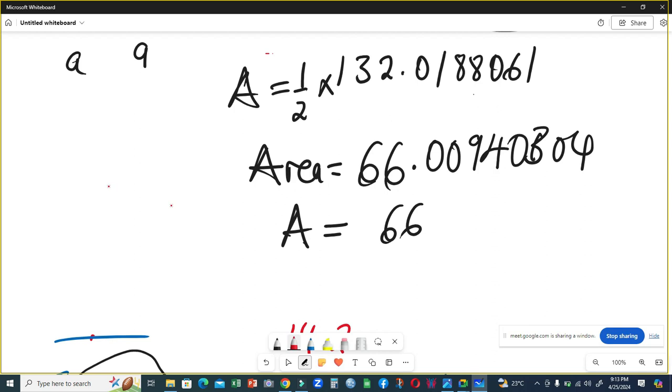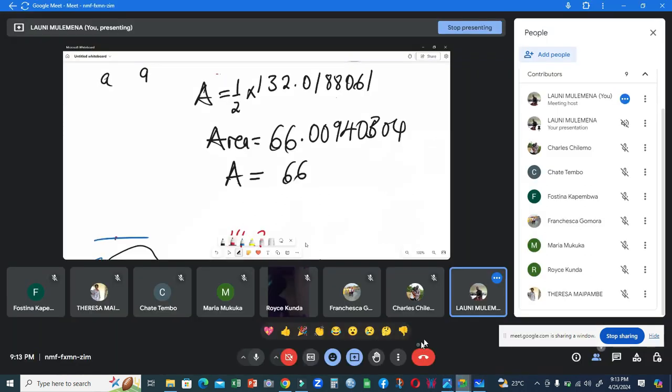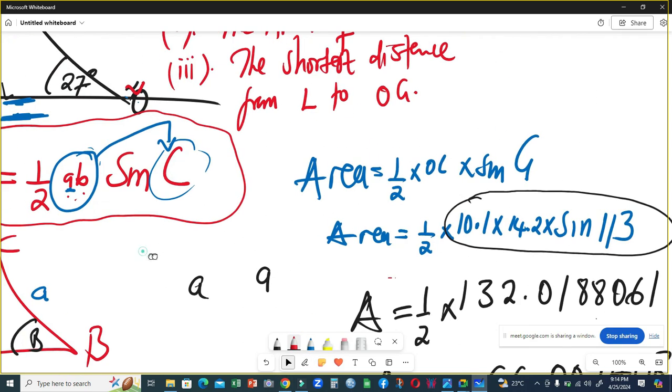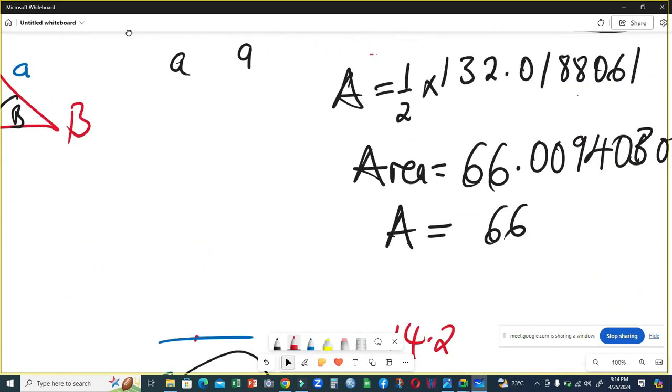Don't throw away the units. In mathematics, when you throw away the units, you are sharing the marks with the examiner. It means that you have become too kind, sharing your results with the examiner. So put the units. As you can see, if we go back here, these are in meters. So we'll say meters squared as the area.